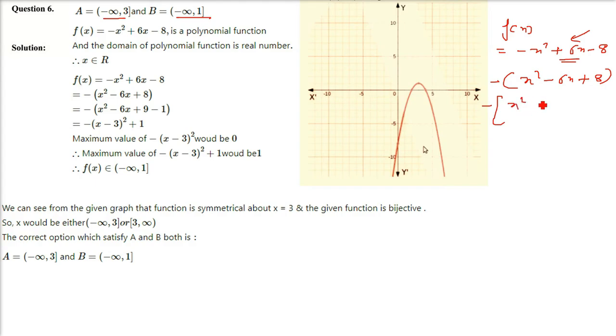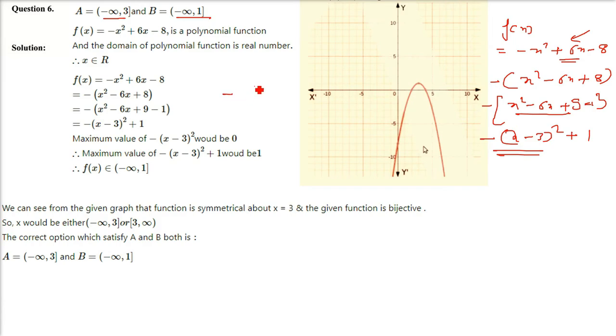So x square minus 6x, and then 8, I am writing it as 9 minus 1. So this x square minus 6x plus 9 can be written as (x minus 3) whole square. And then we have a plus 1. Now this can easily be made if you assume it to be minus y square plus 1, or 1 minus y square. You know already how to do this.